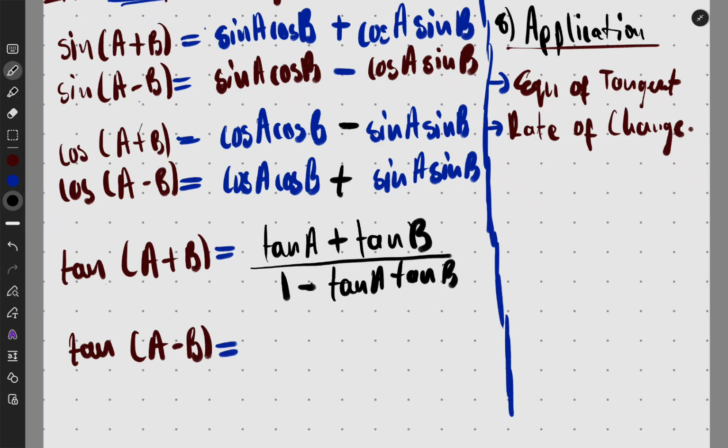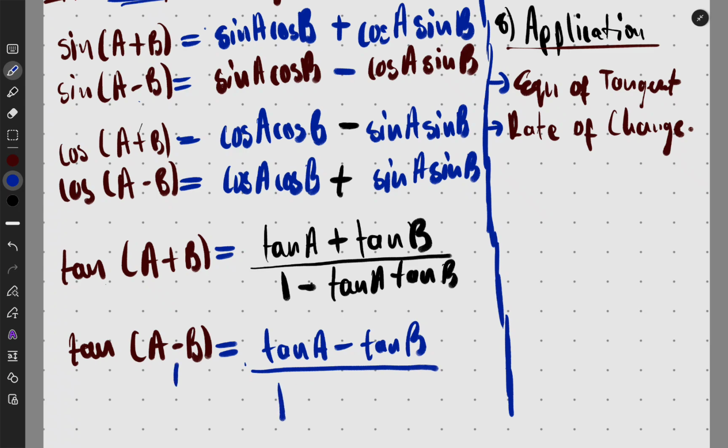Let's do this one now. What is the first thing we do? We expand, right? Tan times A, tan A. Tan times negative b is minus tan B. Then we say over 1. Then if this was a minus, you now say plus. Then you say tan A tan B. How good is this? This is it for tan, and you would be done.